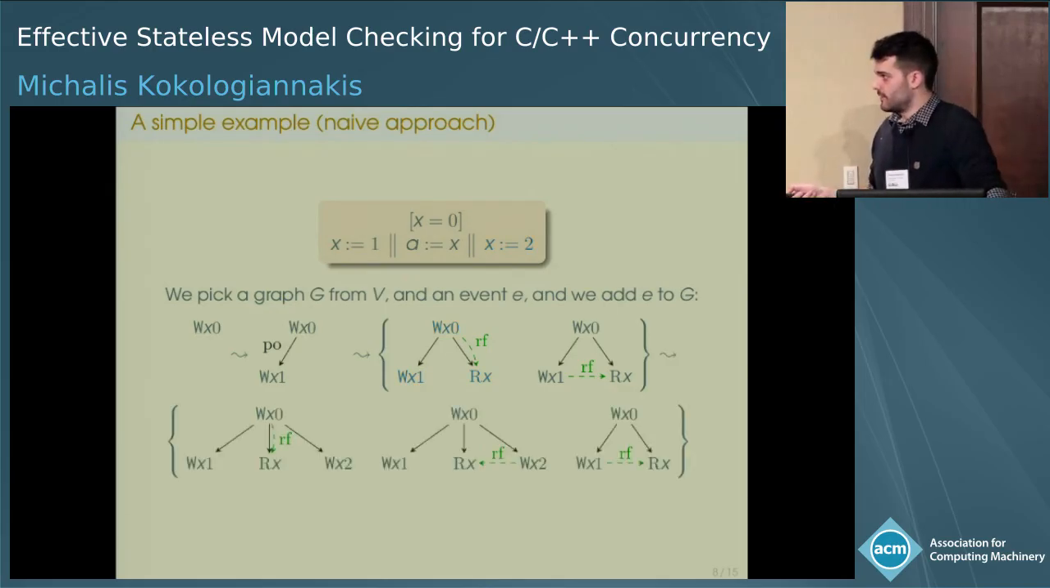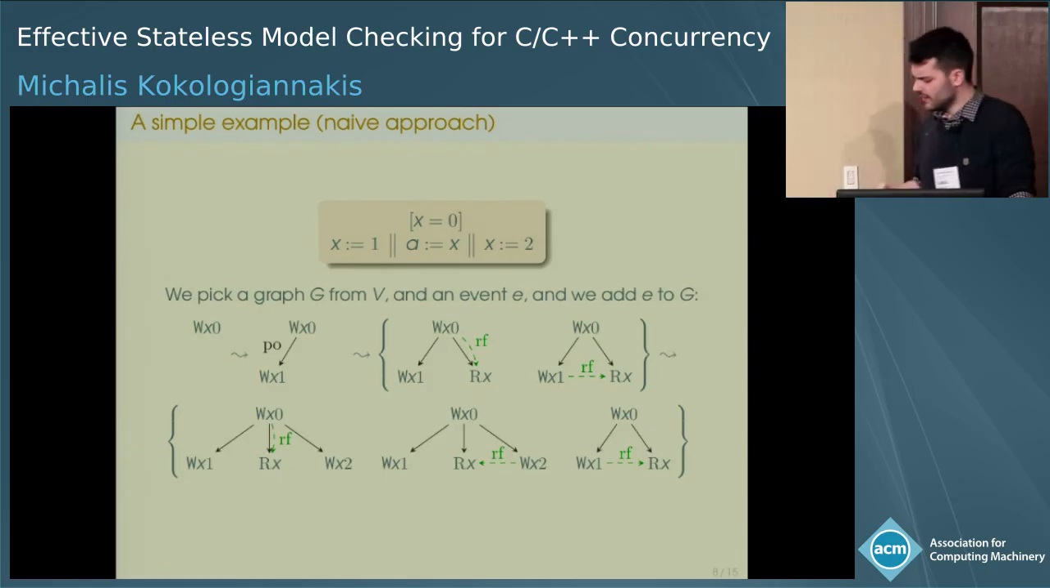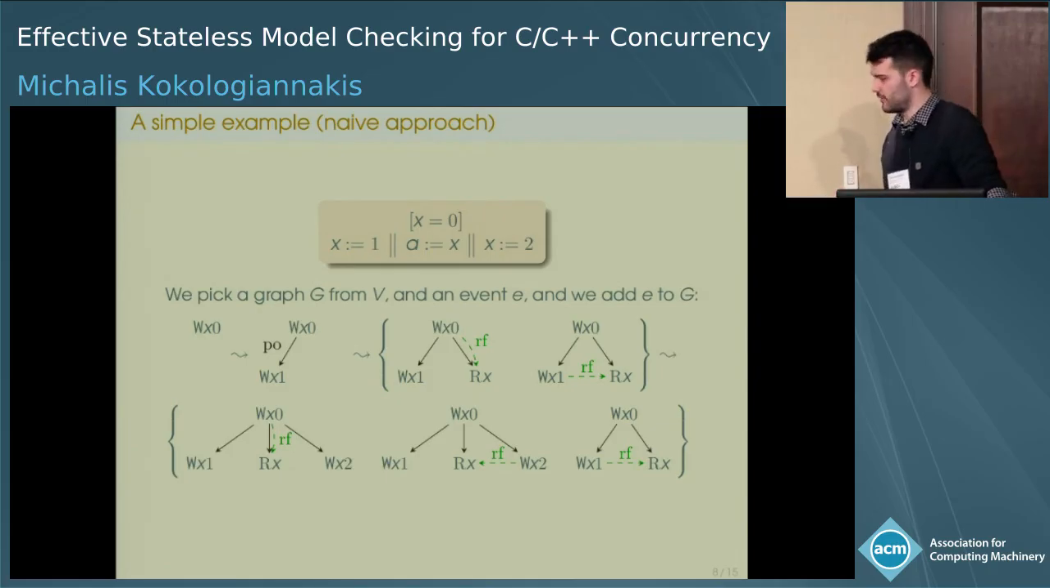In the first graph, the read is not revisited. It continues to read 0. And in the second graph, the read is actually revisited, and it reads 2. And we continue with the same procedure, but the first 2 graphs are done. So there's no more event to add in these graphs. And then we take the only graph available, and we're about to add a write. So we check if there are any reads to be revisited, and in general, we can revisit this read.